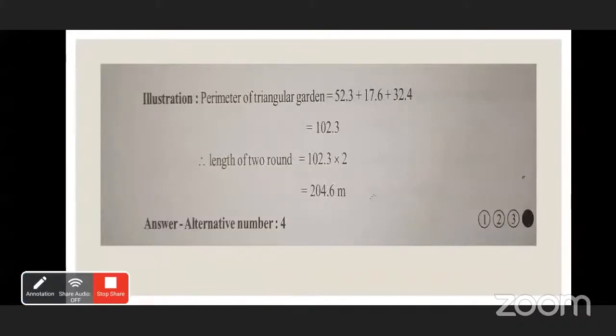So see here, the illustration: perimeter of the triangular garden is 52.3 plus 17.6 plus 32.4, that is 102.3. So the length of 2 rounds is 102.3 into 2, that is 204.6.